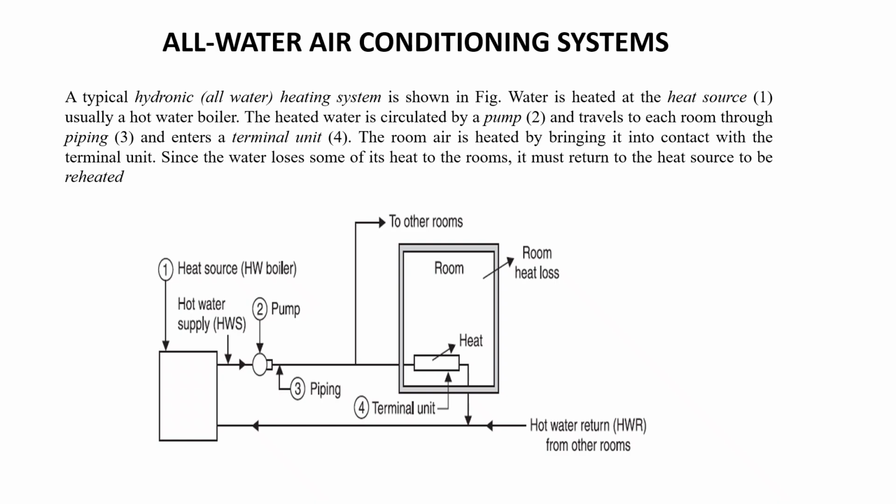unit. That is a big unit we have. So the room air is heated by bringing it into contact with the terminal unit. We bring the room air in contact with the terminal unit so that the water loses some of its heat to the room. So it must return to the heat source to be reheated. This process goes on until sufficient cooling has been provided in the room.